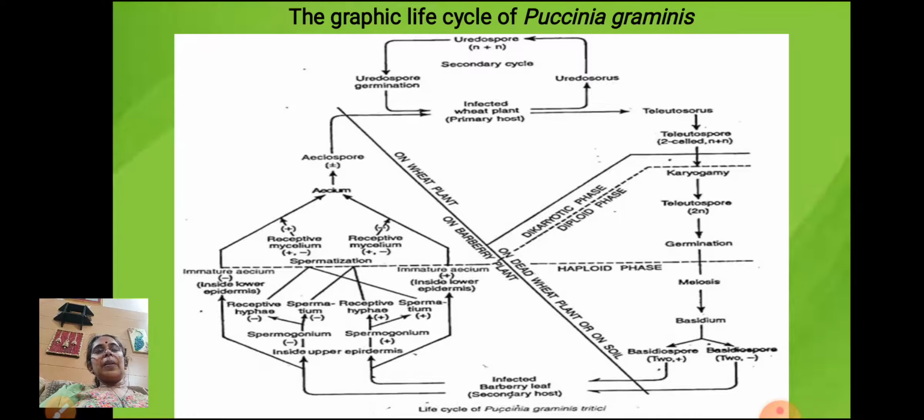On the barberry plant it produces the Pycnidium and the receptive hyphae, and the Pycnidium produces the spermatia. The spermatia and the receptive hyphae fuse with one another, forming the spermatization, and the spermatization leads to the dikaryotization of the Aecial cup which is present at the base of the leaf. This Aecium produces the aeciospores. These aeciospores again infect the wheat plant. So, this is the graphic life cycle of Puccinia graminis.